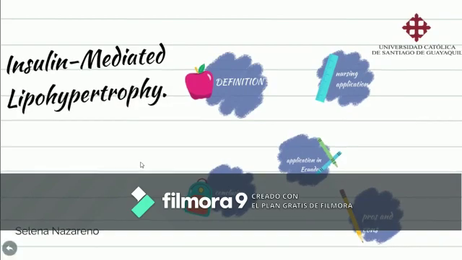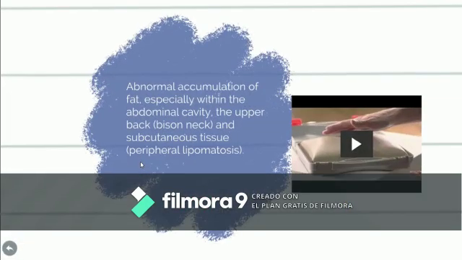Lipohypertrophy. Definition: abnormal accumulation of fat, especially within the abdominal cavity, the upper back, and subcutaneous tissue.